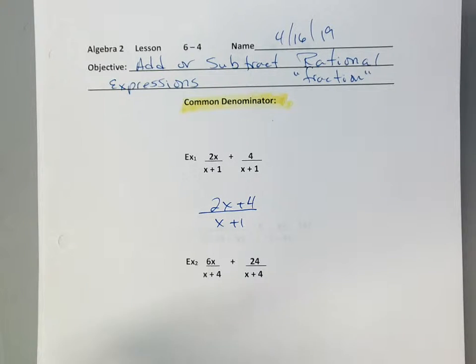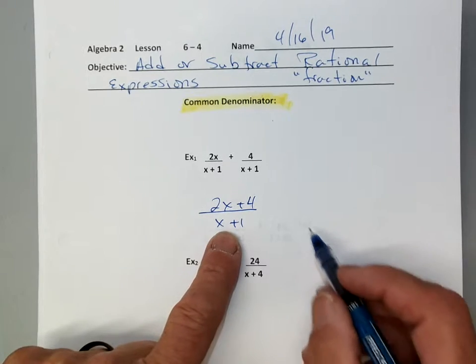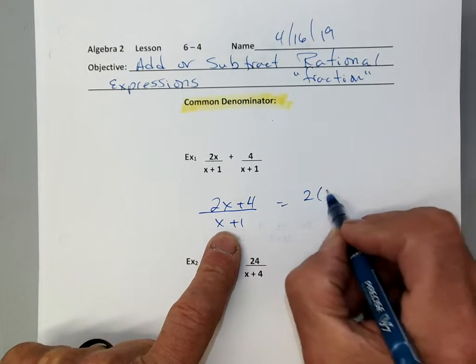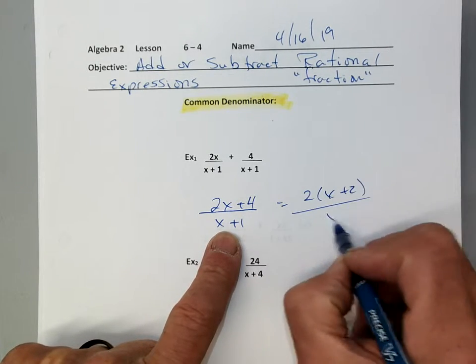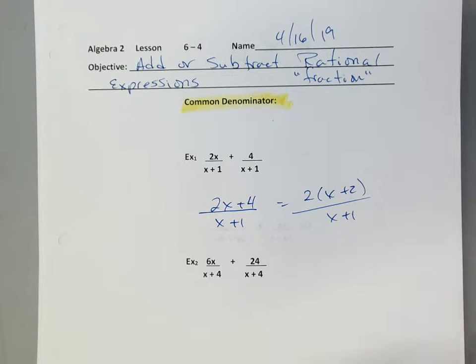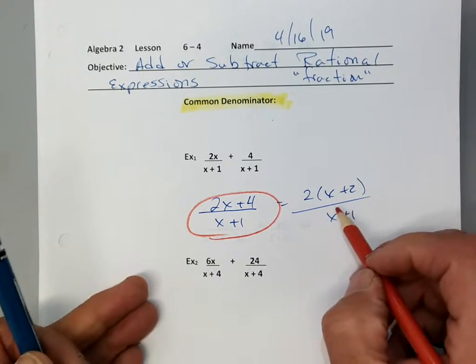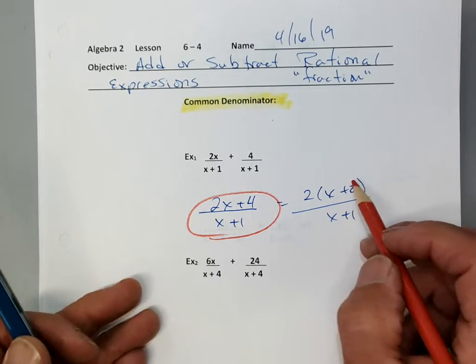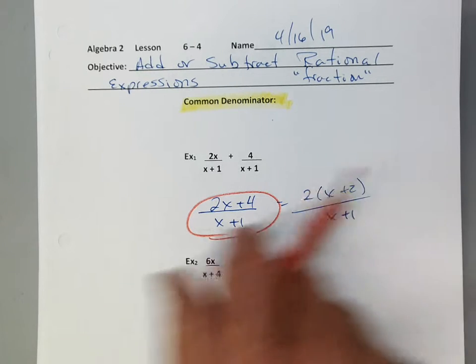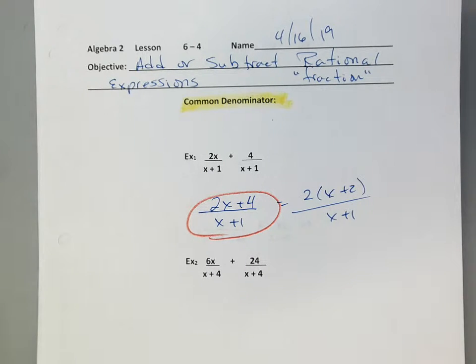If I could factor and cancel, I would. Does that make sense? But in this case, if I factored it, I have a 2 times an x plus 2 over an x plus 1. It doesn't really do you much good. So I'm just going to keep either one of these answers as fine. It didn't do me any good to factor. Had I been able to factor and cancel, I would have. And that would have been like reducing fractions, right? That would have been like reducing, okay?